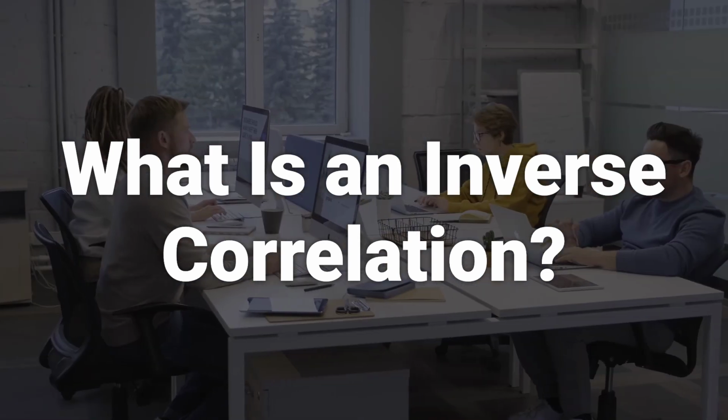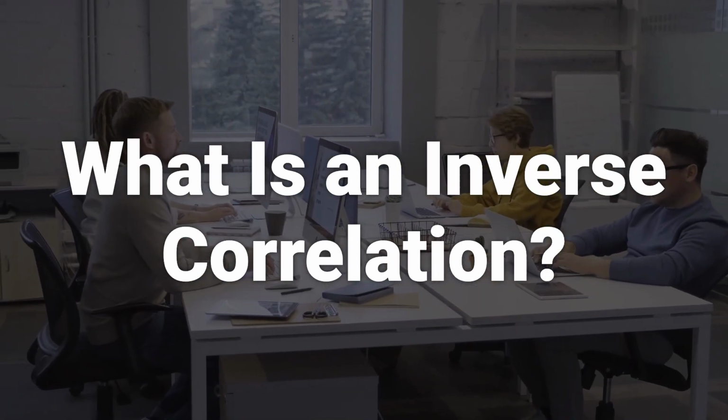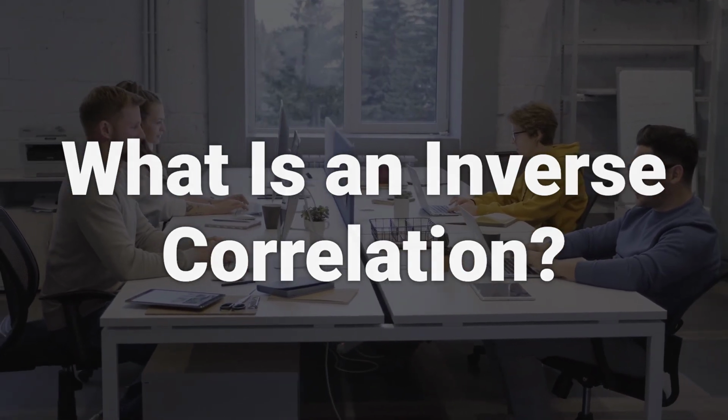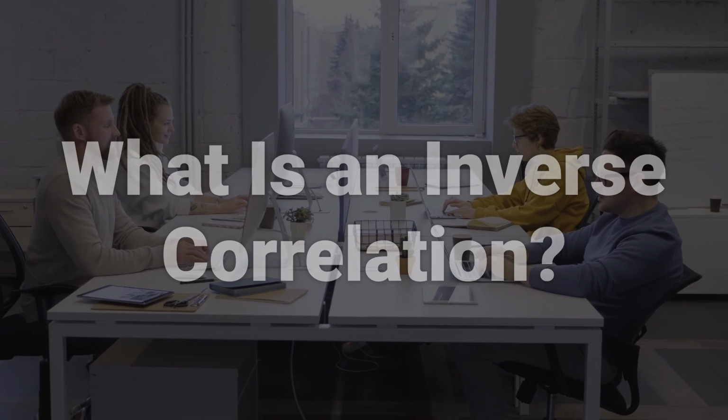In statistical terminology, an inverse correlation is often denoted by the correlation coefficient, R, having a value between -1 and 0, with R equals -1 indicating perfect inverse correlation.